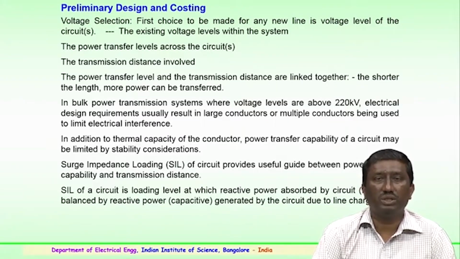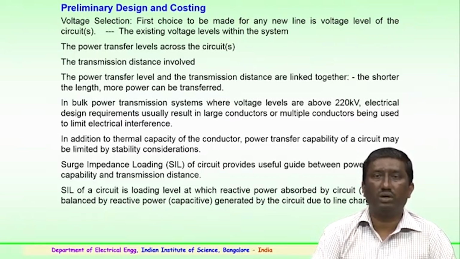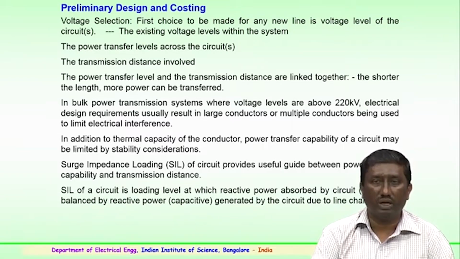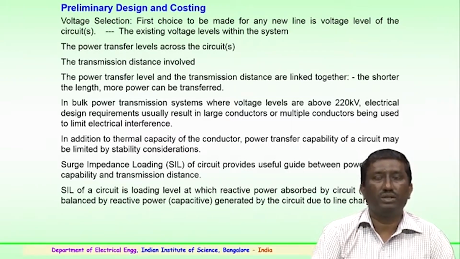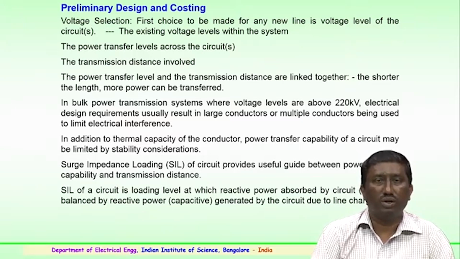In bulk power transmission systems where voltage levels are above 220 kV, electrical design requirements usually result in large size conductors or multiple conductors, or a bundled type of conductors being used. This is to limit the electrical interferences, particularly the radio interference, the corona and the audible noise.